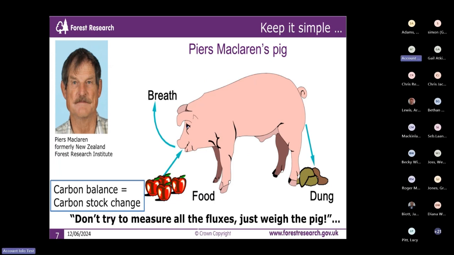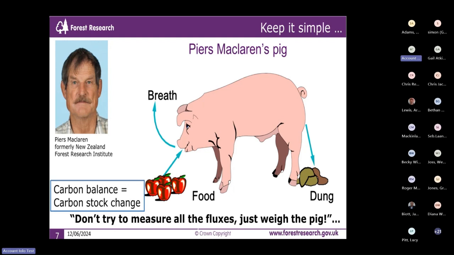And scientists like Piers McLaren from New Zealand Forest Research worked a lot of this out a long time ago. He used to say, if you've got a pig, what does a farmer do if he wants to know the carbon balance of their pig? Well, they don't measure all the inputs of food and breath into the pig and the outputs from the pig in terms of carbon and work out the balance that way.